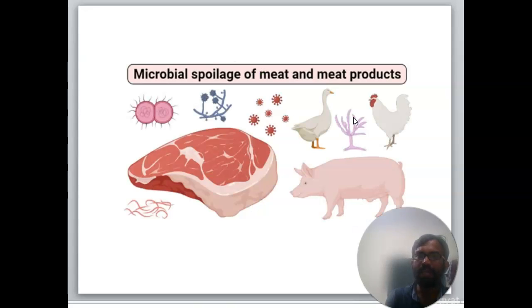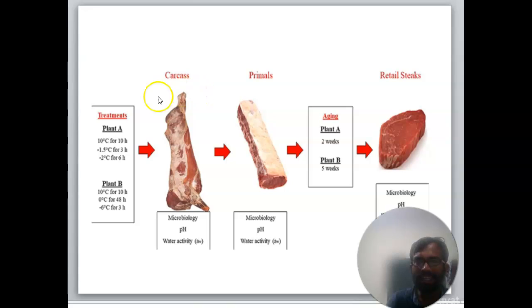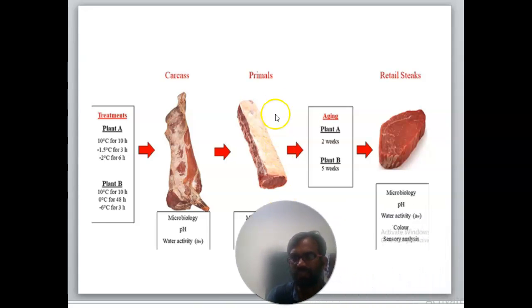Next you can see microbial spoilage of meat and meat products. You can see how the meat sources, hens and ducks, are different and what the microorganism images are. And you can see treatment plant A and plant B, some microorganism and microbiology studies, carcass, primals and retail cuts at the market, and you can find out the microbiology parameters like water activity, color, sensory analysis. These are those.